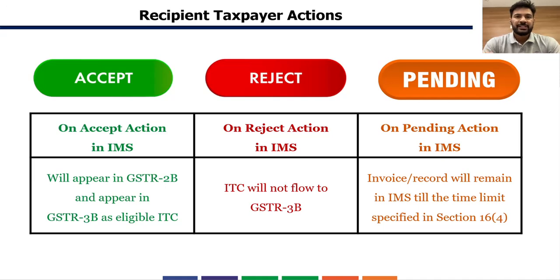तो अगर आपने कोई रिकॉर्ड एक्सेप्ट किया है तो that will be part of your ITC at the time of generating GSTR-2B. रिजेक्टेड रिकॉर्ड्स आपके 2B में दिखेंगे but वो आपकी ITC का पार्ट नहीं होंगे. पेंडिंग रिकॉर्ड्स हैं वो आपके 2B में कंसिडर नहीं होंगे until and unless you take actions. So पेंडिंग रिकॉर्ड्स हैं वो आपके IMS पे ही रहेंगे until and unless you take actions and the prescribed timeline allows as per the Section 16(4).